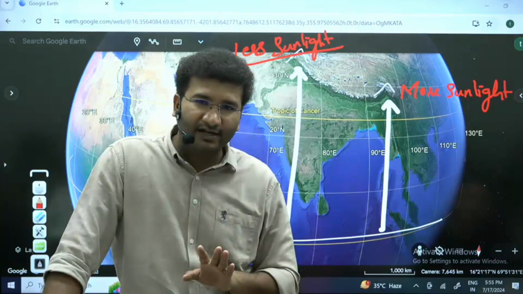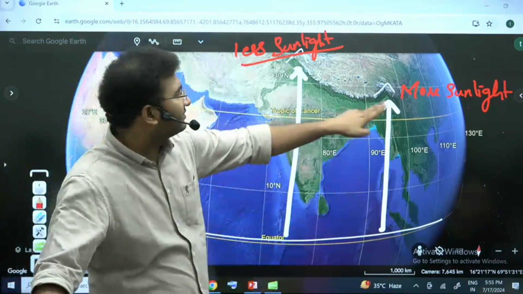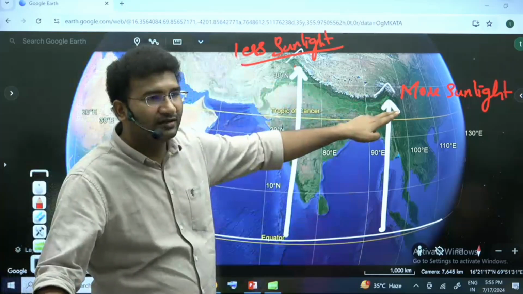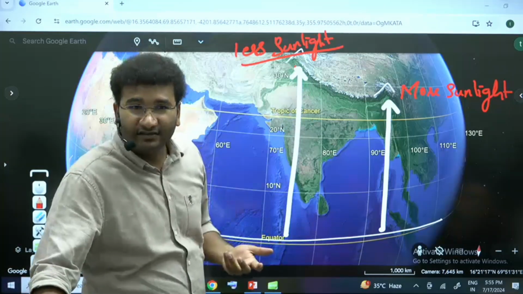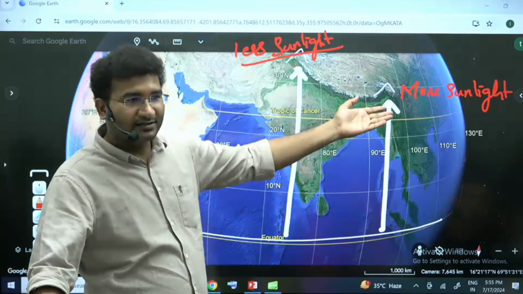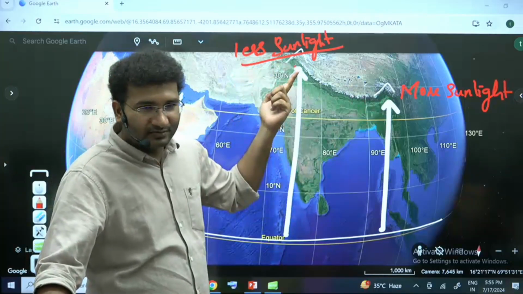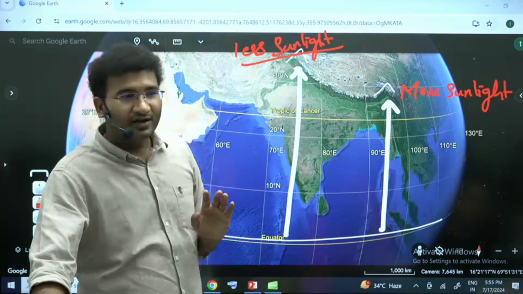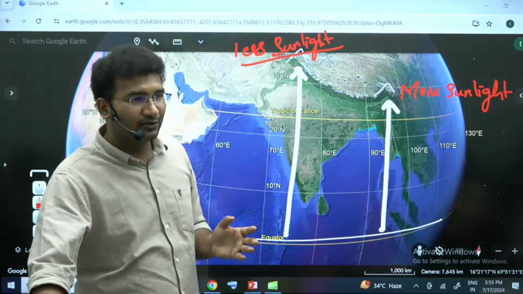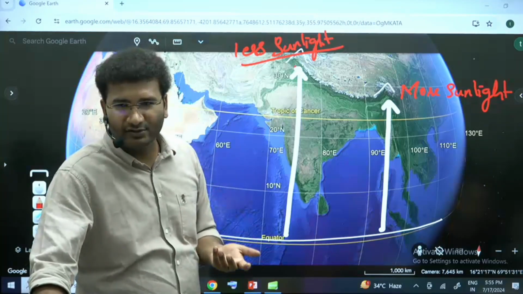Here you need to understand one thing. If the sunlight is less here and the sunlight is more here, who will have good vegetation? Eastern Himalayas. Who will have less vegetation? Western Himalayas. Now, plantations. What kind of plantations will you have? That also you need to look into. What kind of lifestyles you have? That also you need to look into.